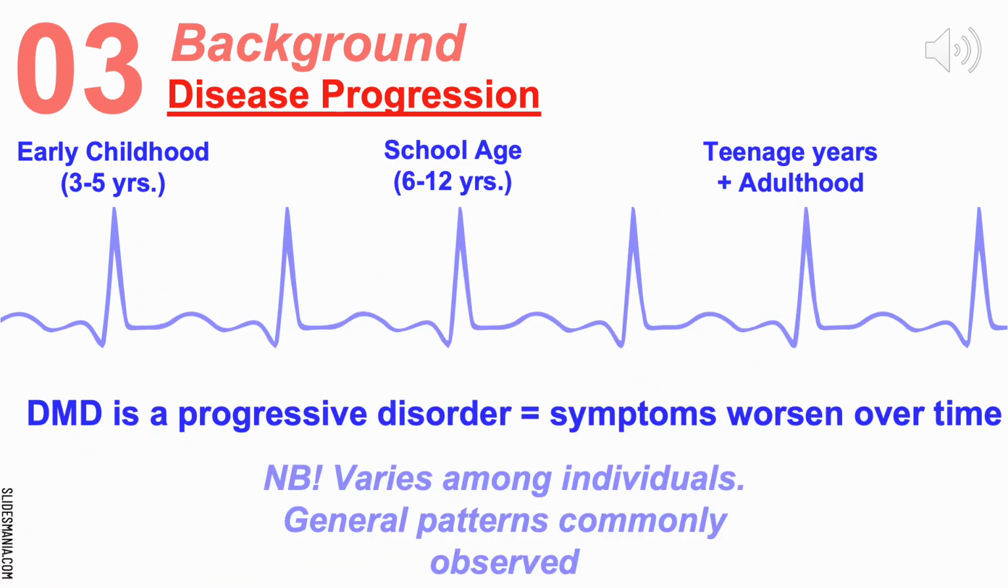Now let us look at the disease progression of DMD. It is split into 3 life stages, namely early childhood, which is 3 to 5 years, school age, which is 6 to 12 years, and finally teenage years and adulthood. DMD is a progressive disorder, meaning that the symptoms worsen over time. The disease progression can vary amongst individuals, but there are general patterns commonly observed.